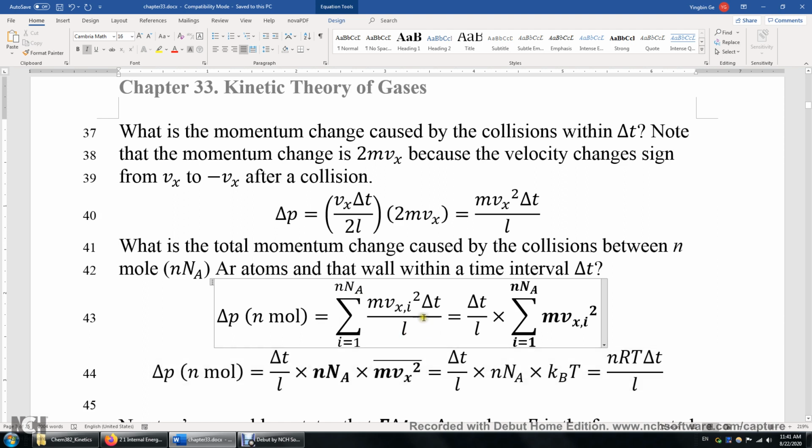And then you can see this delta t, this L, does not depend on i. So I took it out here. And then we have delta t over L times the sum of m Vx squared. Again, this i is a dummy variable. i is from 1 to n times the Avogadro constant. So in this term, we have this many atoms.